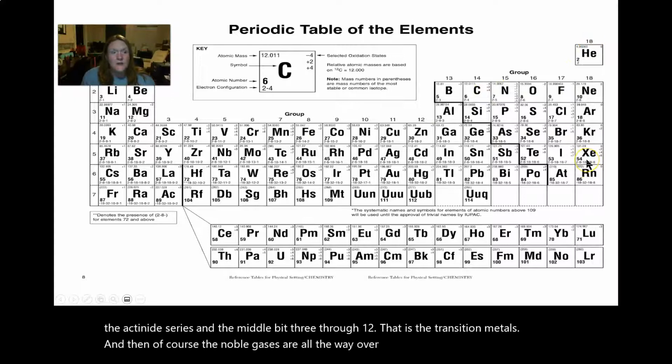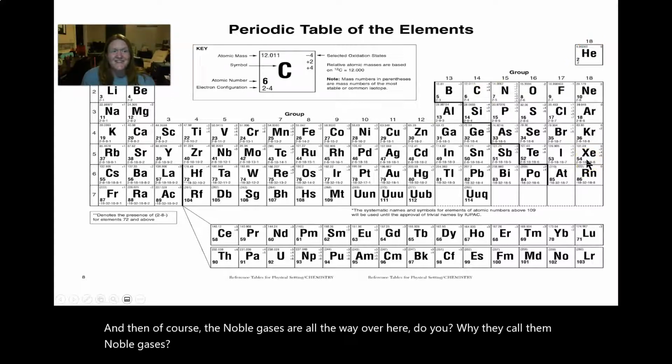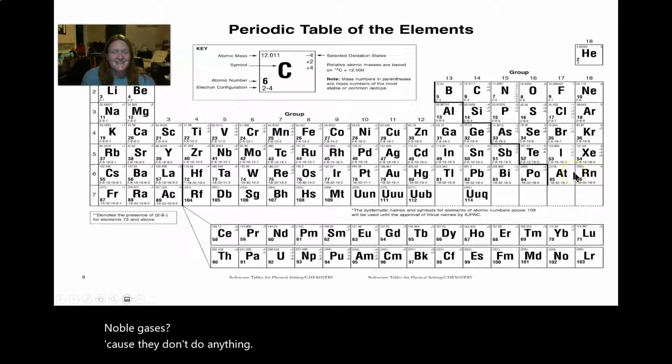Do you know why they call them noble gases? Because they don't do anything. Get it? Nobles don't do anything? Get it? Yeah, okay. All right.